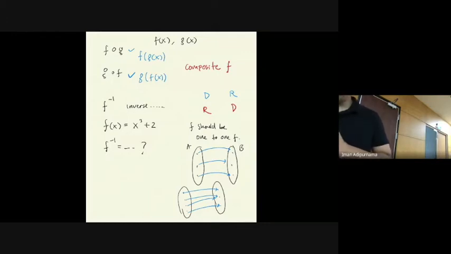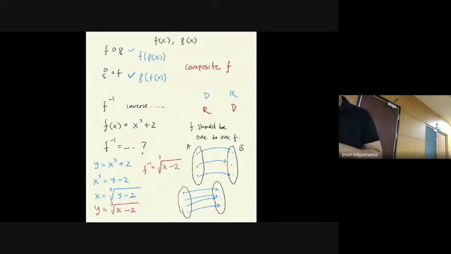So how to solve the inverse? I prefer to write it as y equals x cubed plus 2. Then I solve for x cubed, and then take the cube root. Then switch x and y, so you have y, and this y is the f inverse. So basically what we are doing in this solution is switching the domain and range.